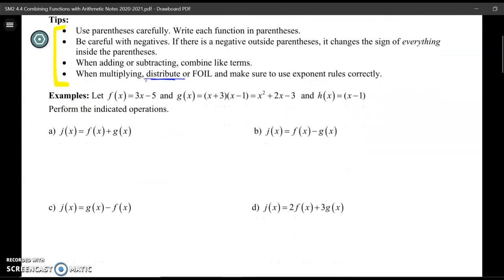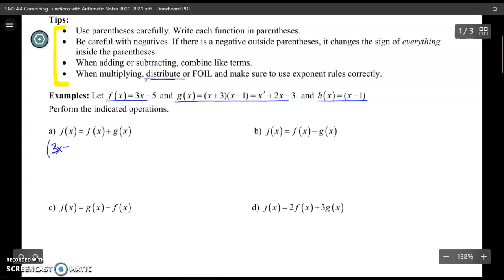So first, in these examples, I have three functions, f of x, g of x, and h of x, and I'm going to be combining them in different ways. The first one is f of x plus g of x. What I'm going to do is write out what f of x is, 3x minus 5, put it in parentheses, and then I'm going to add g of x. There are two choices for g of x.